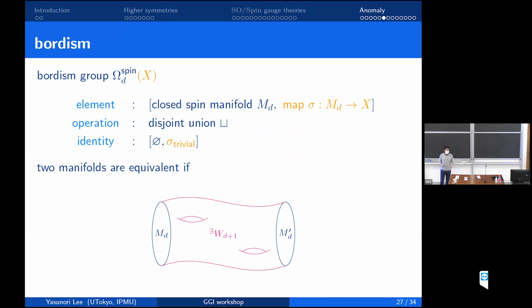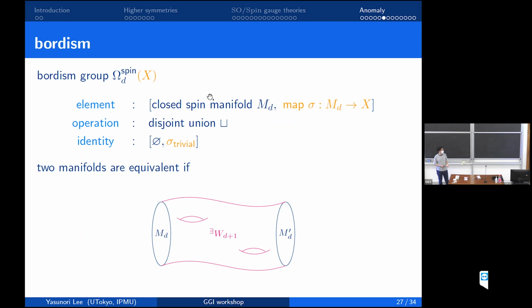Okay, so as you have seen, there are many different kinds of Bordism group, depending on what kind of structures of manifold you want to consider. And for our purpose, the structure we want to consider is a spin structure plus a map from the manifold to another space X, which is to be identified with the target space of the QFT.